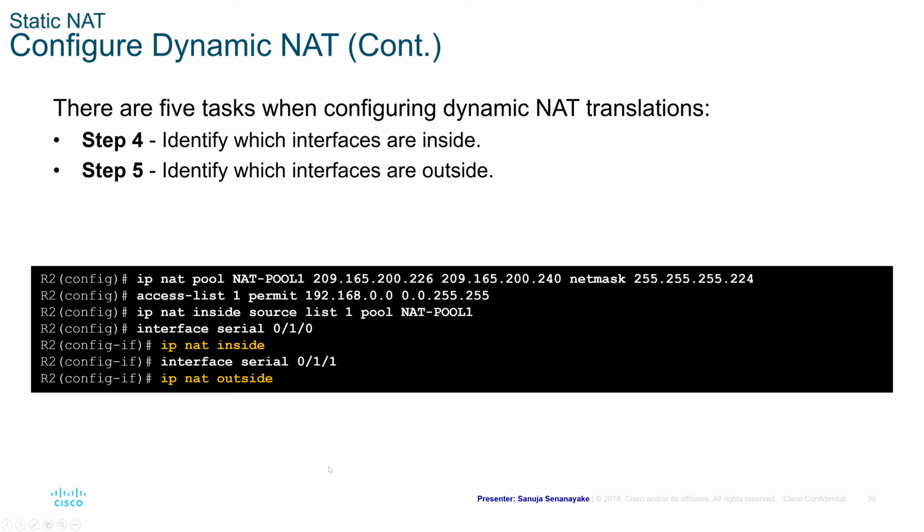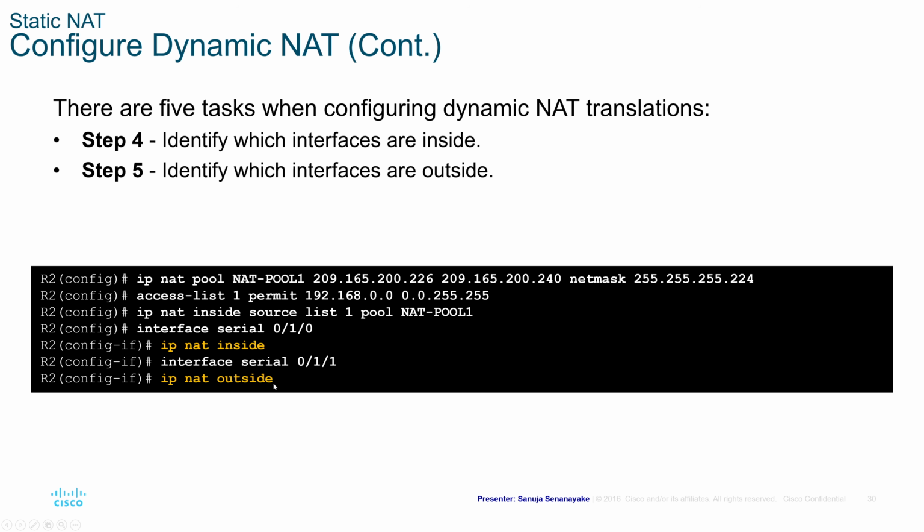In this example, we have identified serial 0/1/0 as the inside interface and serial 0/1/1 as our outside interface. Hence, we're going to go to interface configuration for serial 0/1/0 with the interface serial 0/1/0 command, and issue the command ip nat inside for that. Then we go into the interface configuration for serial 0/1/1 and issue the ip nat outside command.